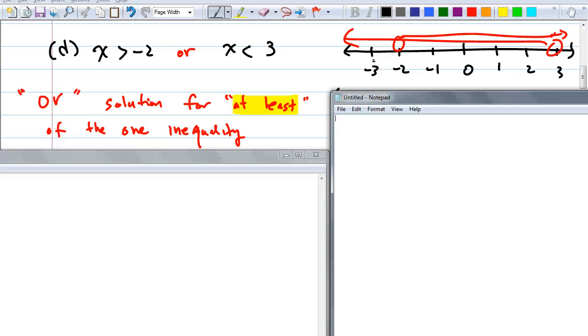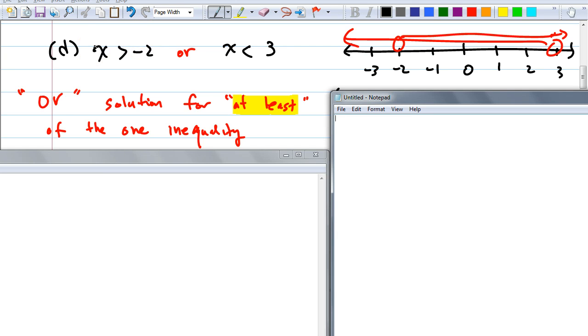Is -3 a solution for the first one, x greater than -2? No. But it is a solution for x less than 3. So could we include that number as our solution? Yes, because "or" means it has to be a solution for at least one of the inequalities. That's fine. What about 4? Is 4 a solution for at least one of the inequalities? Yes, it is. Which one? X is greater than -2. It is not a solution for x less than 3, but it is a solution for x greater than -2.